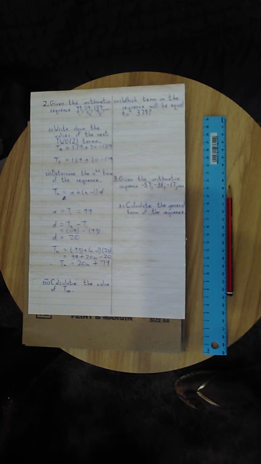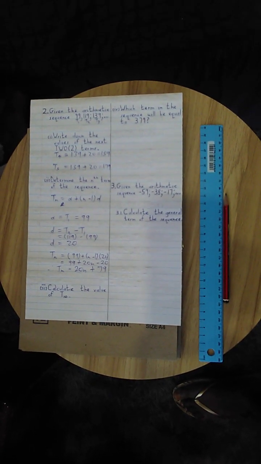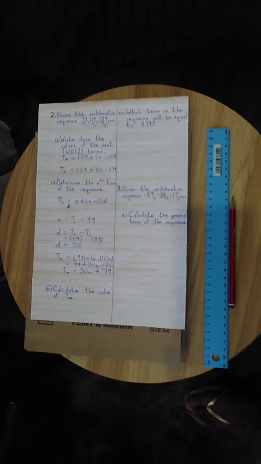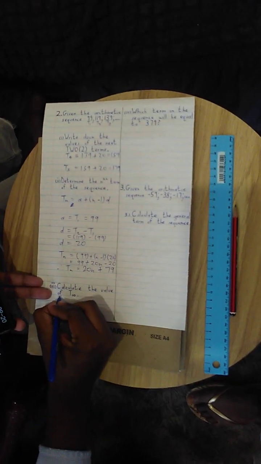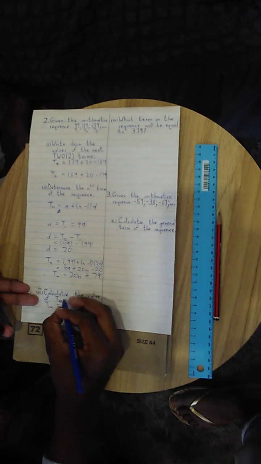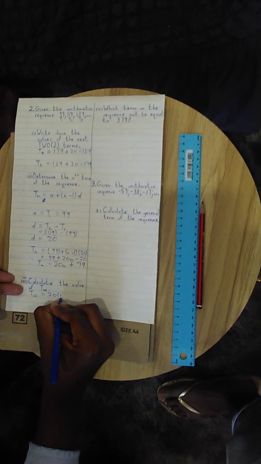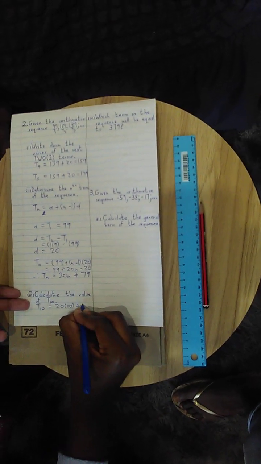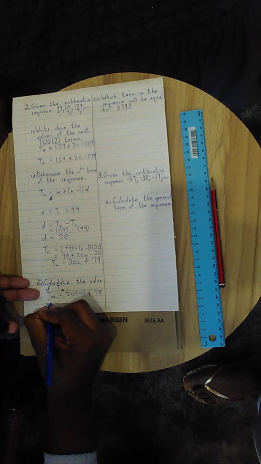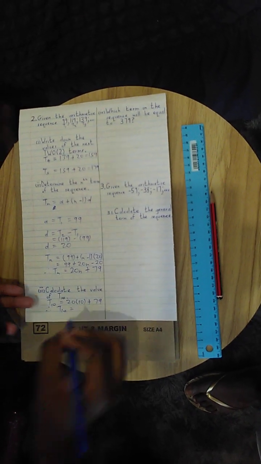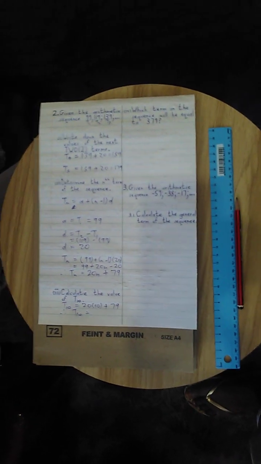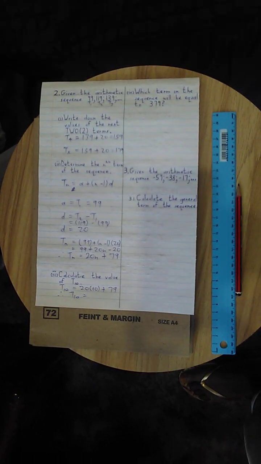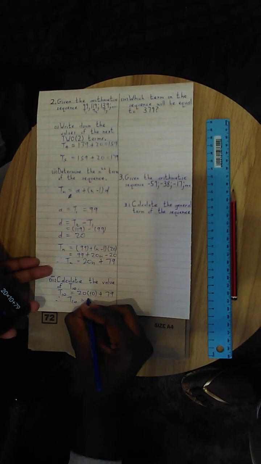Roman numeral number 3 states, calculate the value of T10. So we have the formula, just going to use it. T10 is equal to 20 times 10 plus 79. So T10 is 279.